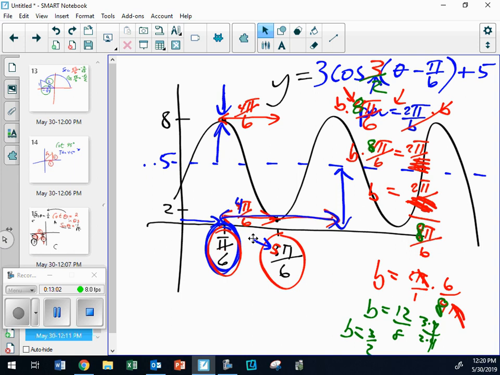Now, are you noticing any overlap with the packet? Because sometimes there is. Sometimes I've just given you help on a problem that's on your take-home also.